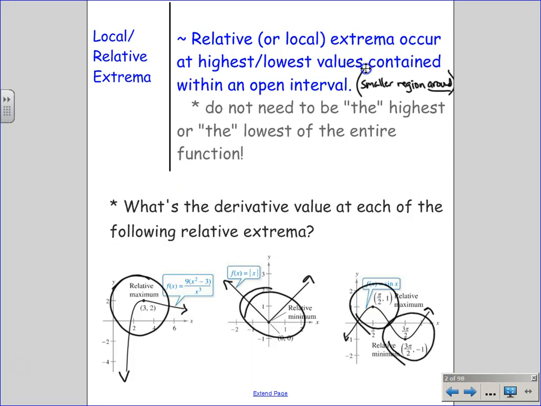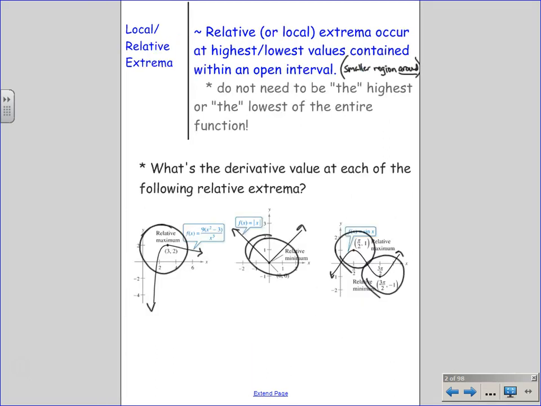What's the derivative at the first one? We can call this guy f. So for f of x, what's the derivative value at 3? Derivative is slope. Slope of the tangent line. What's the derivative without even solving? What's the derivative looking at the graph at 3, at the relative max, at the absolute max? Yeah. So f prime of 3 equals 0.